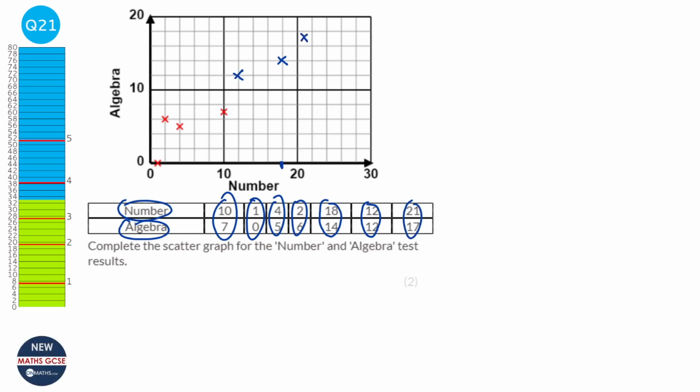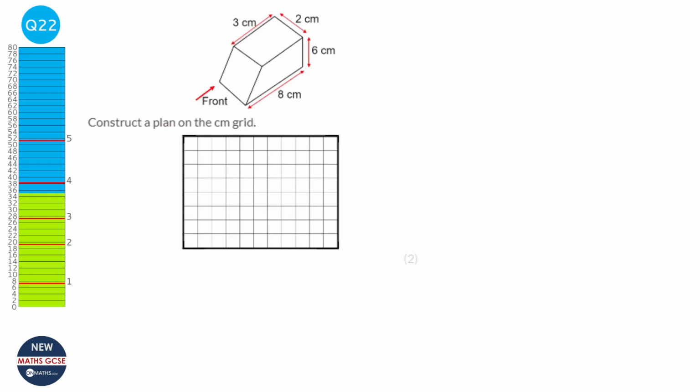A plan is a view that you would get if you were on top of the shape, so you were in an airplane or something looking down on the shape. So the sides of this that we'll see, well, we'd see this bit here, and we would see this bit here. So I'm going to start off with the first bit I shaded, and we've got to figure out what the different lengths will be.